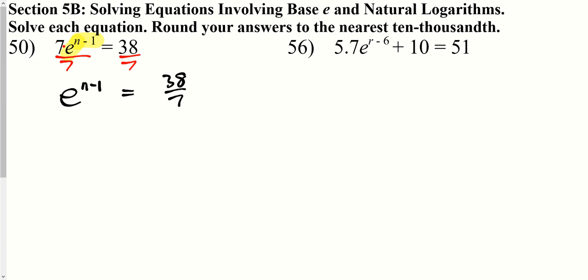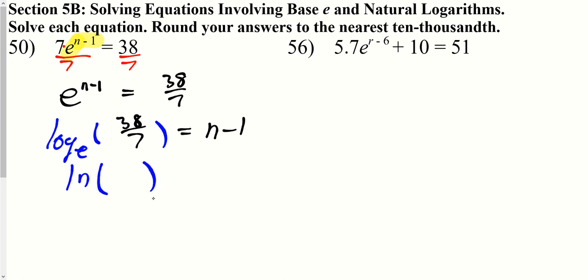So now that we have the part with the exponent on one side all by itself, use your definition of a logarithm, which would be log base e of that fraction equals your n minus 1. Now remember, log base e, once again, is another name for natural log. So I'm going to go natural log of that fraction.